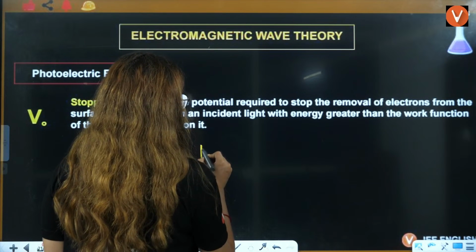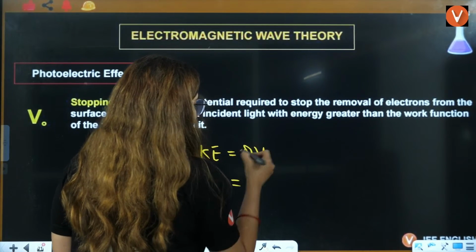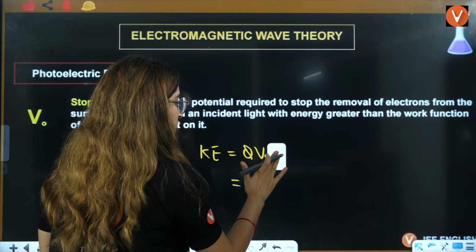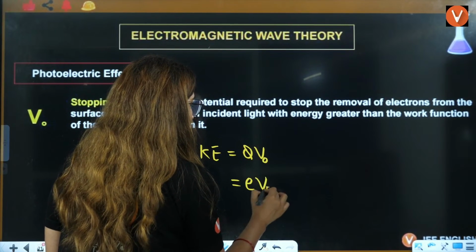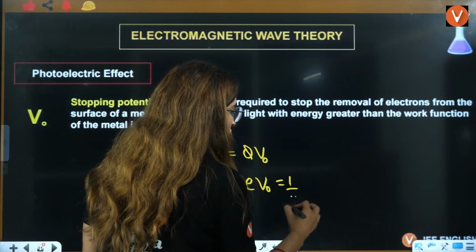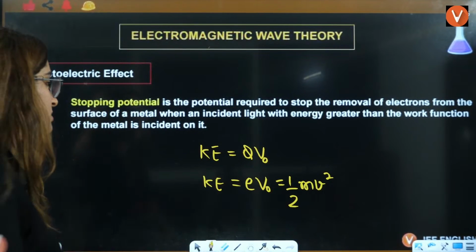Now, kinetic energy is equal to charge times stopping potential. Here the charge of the electron is e and the stopping potential is V naught, so I'll take it as V naught. And so this is going to be the kinetic energy. Kinetic energy is also equal to half m v square, where v is the velocity and m is the mass.